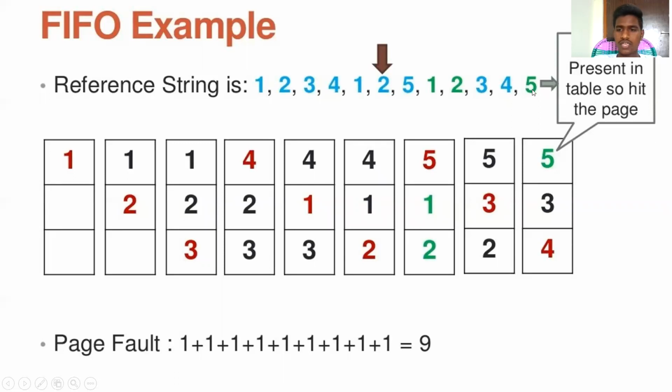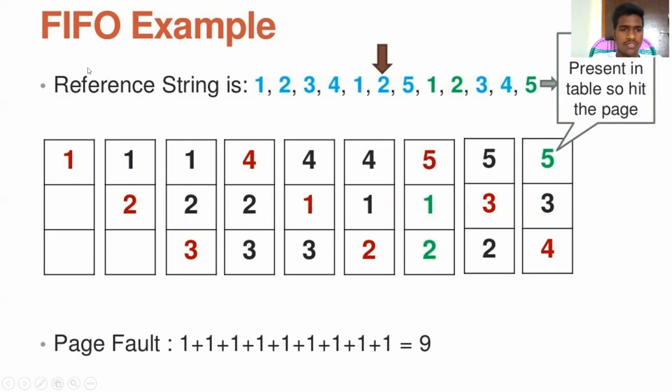And next 5. As 5 is already there in this frame, 5 is a hit bit. Here you can see 1, 2, 3, 4, 5, 6, 7, 8, 9. 9 page faults have occurred. Here you can see 1, 2, 3. 3 hit bits have occurred in this example.